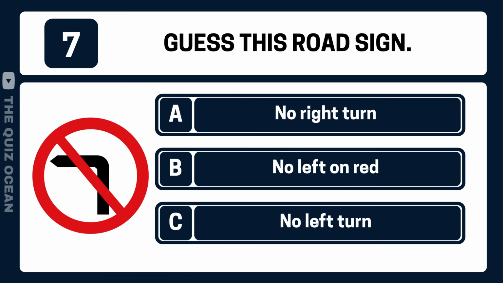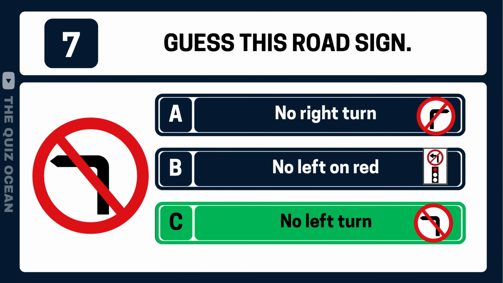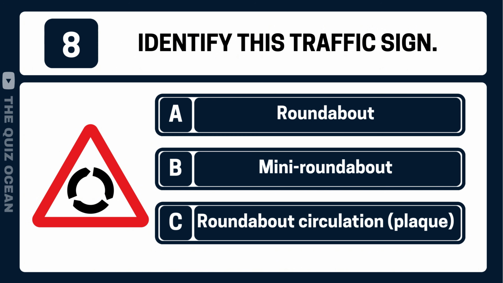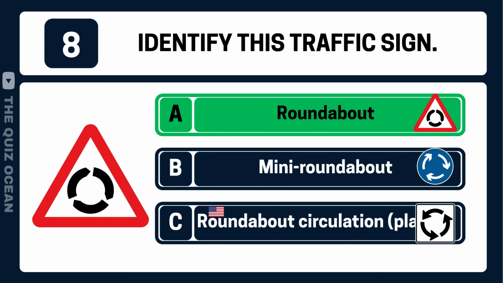Guess this road sign. Correct. This sign prohibits making left turns at an intersection. Identify this traffic sign. Excellent. This is the roundabout sign.